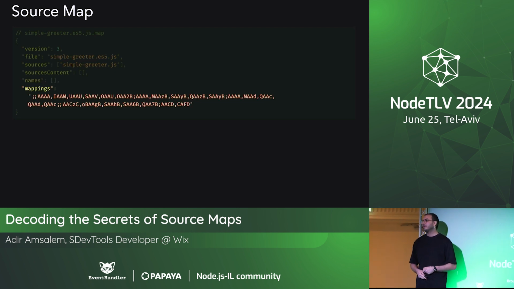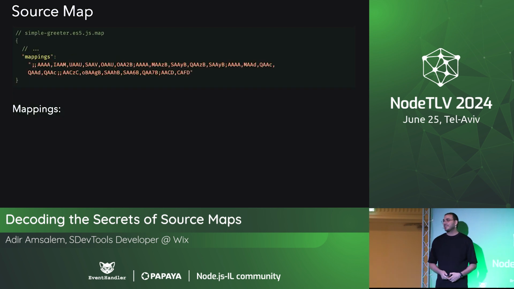And we have the mappings. The mappings are basically the heart of source maps. This is where all the magic happens. So let's demystify it. And in order to understand mappings, all we need to understand are 4 super simple things.